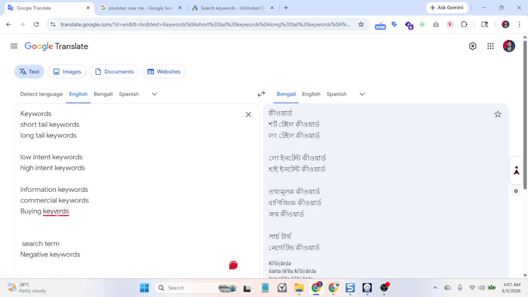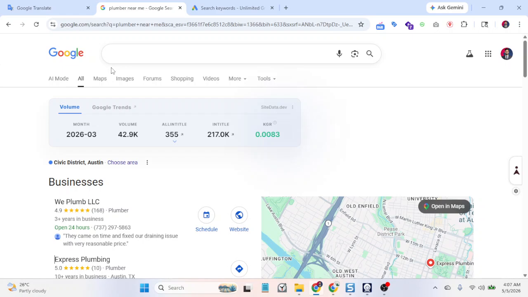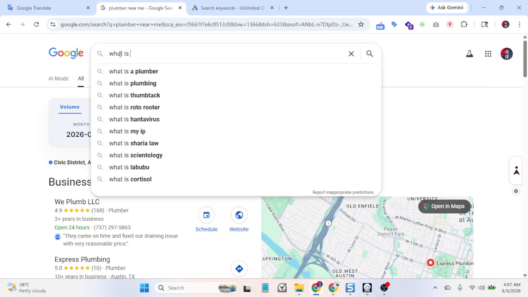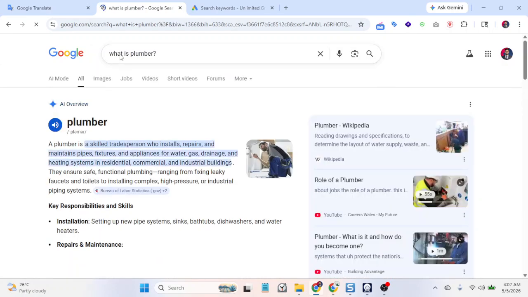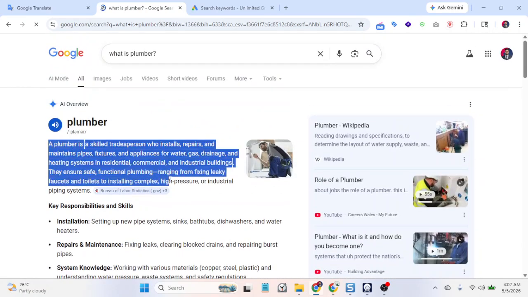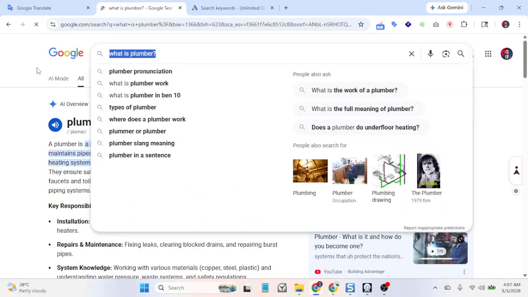So there are three types of keywords. Information keywords. What is the information type of keyword? If someone searches "what is plumber," that means he wants to understand about plumbers, what exactly plumbers are. This is called informative keywords.